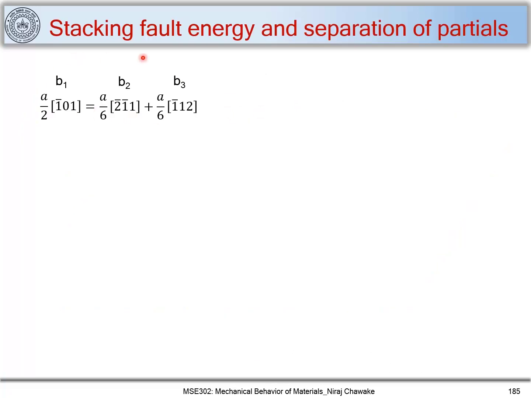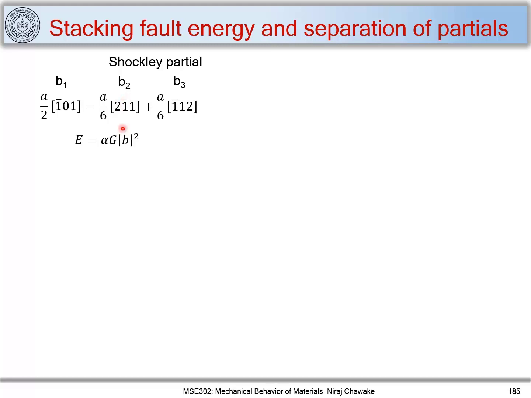Now we have seen this dissociation of B1 into B2 and B3, and these partials, this trailing and leading partial, these two partials are called Shockley partials. These Shockley partials are of a/6 <112> type.